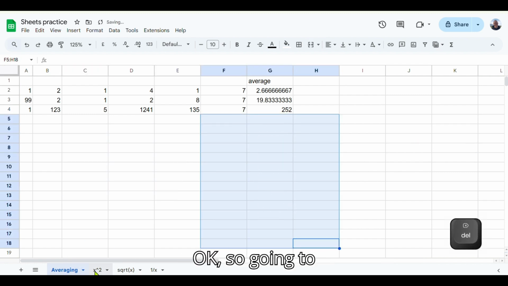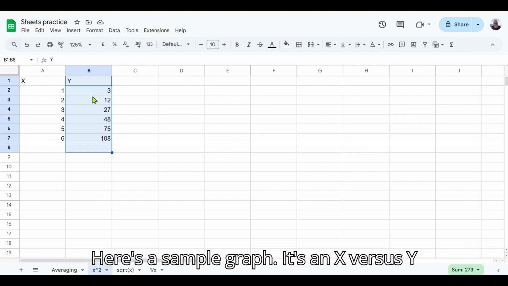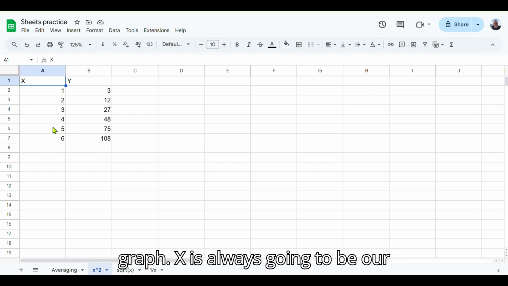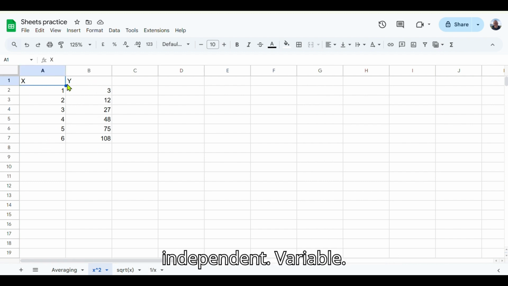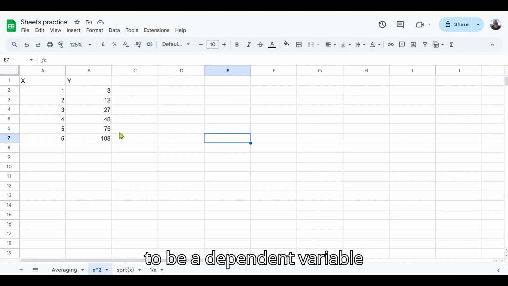Okay, so going to our graphing skills. Here's a sample graph. It's an X versus Y graph. X is always going to be our independent variable, and Y is always going to be our dependent variable unless we are told otherwise.